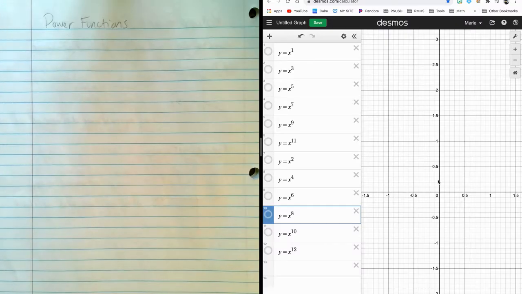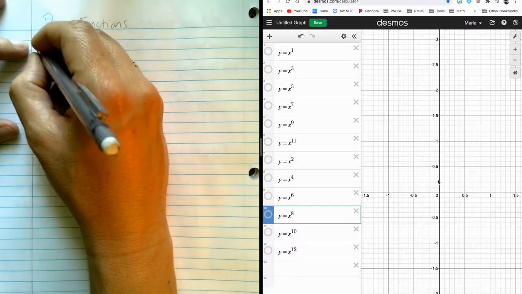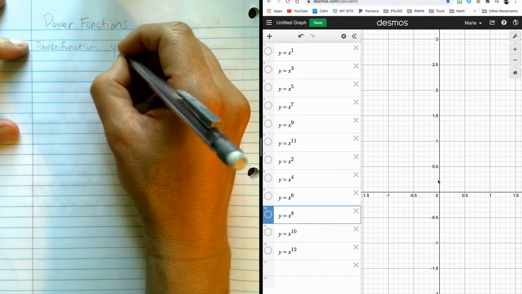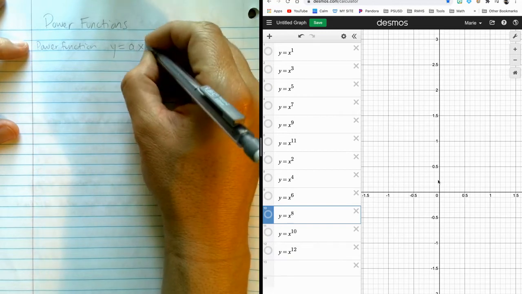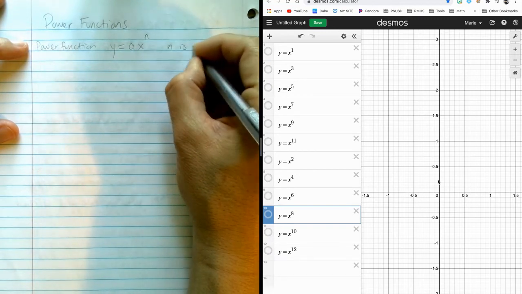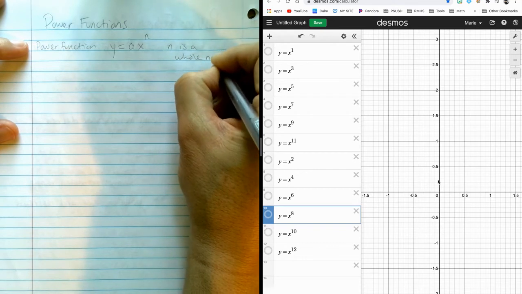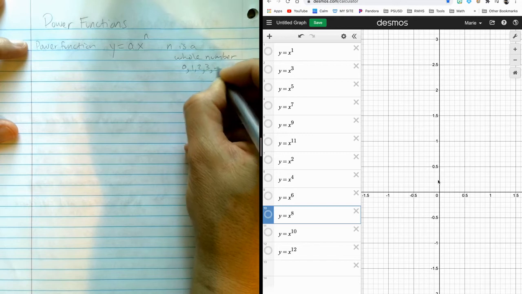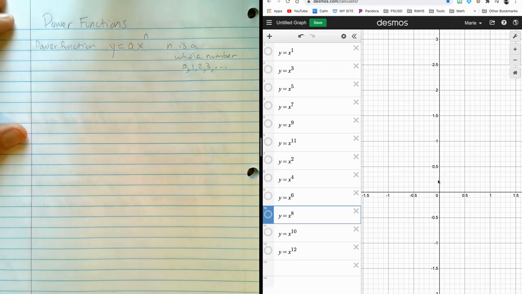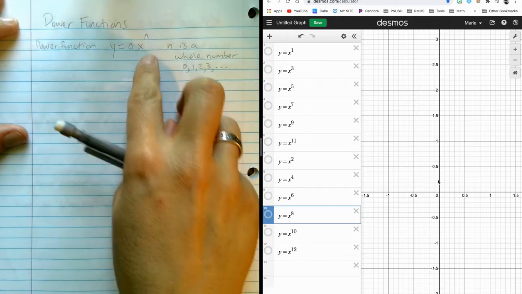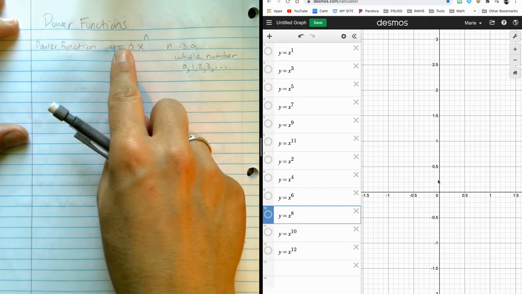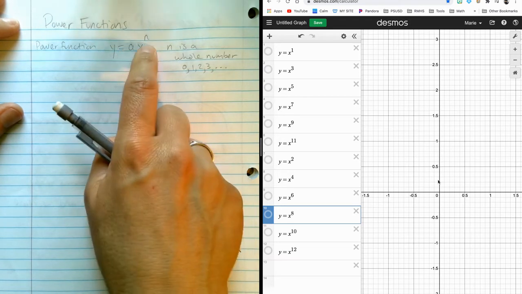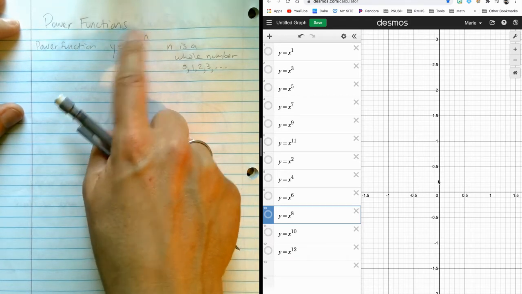What are power functions? Well, a power function is a function that follows the form y equals a times x to the power of n, where n is a whole number, which, if you remember, is like 1, 2, 3... No negatives, no fractions, no decimals, okay? But this is a power function. It's one term. There's a coefficient. The coefficient can be any kind of number. But the exponent has to be a whole number. And that's it. That's a power function.